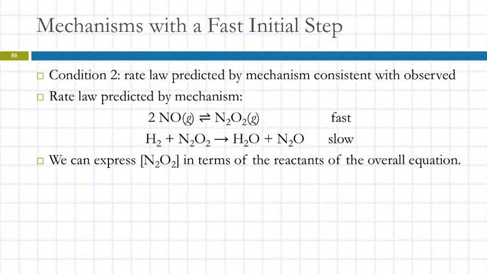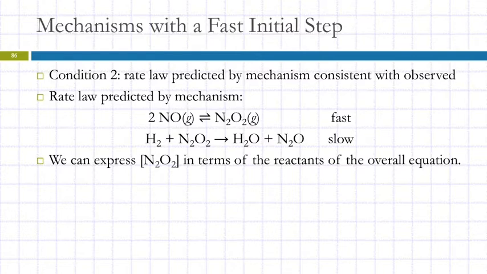Okay, condition 2. The rate law predicted by the mechanism is consistent with the observed rate law. So here is the mechanism. This is an initial fast step. This is the slow step. I left the third step off because it was fast as well, and it doesn't really come into this. So we're going to look at the equation of the slow step, and that's going to allow us to predict a rate law for that.